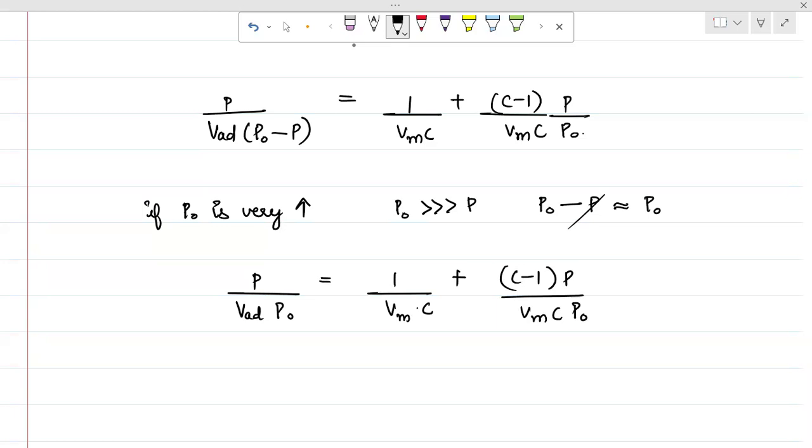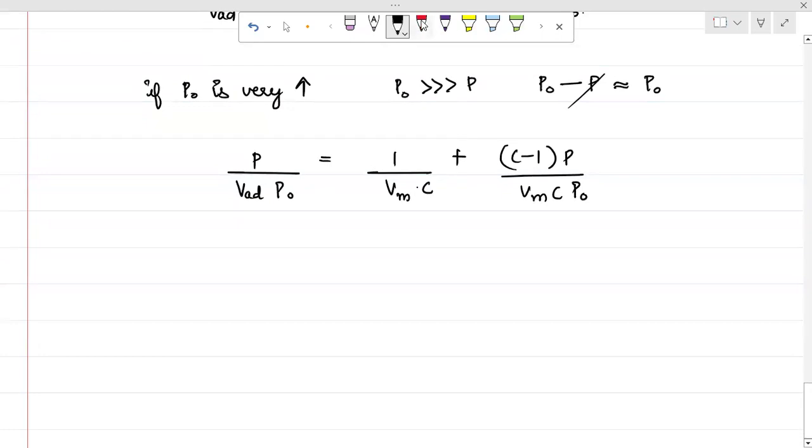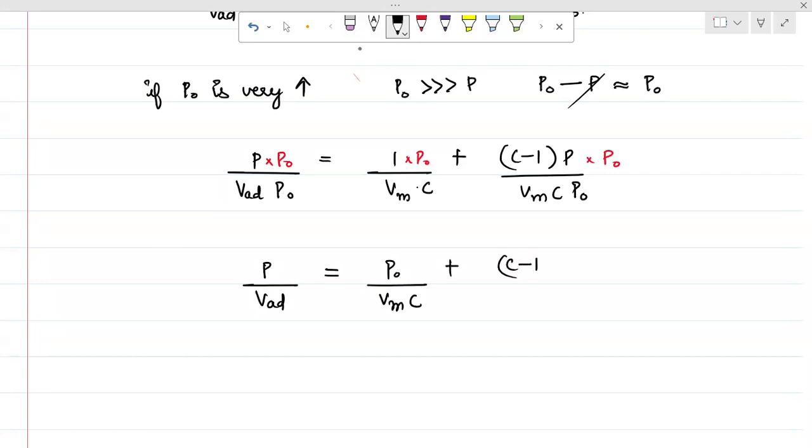Now multiply the whole equation with P naught. So you multiply it with P naught here, you multiply it with P naught here, and you multiply it with P naught over here. What do we get? P by V absorbed is equal to P naught by VmC plus, P naught gets cancelled, (C minus 1) P by VmC. Okay.